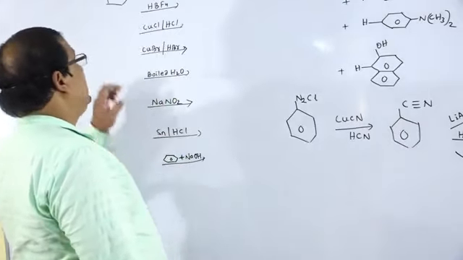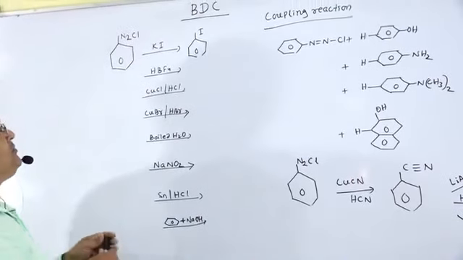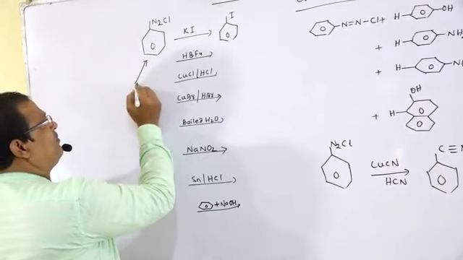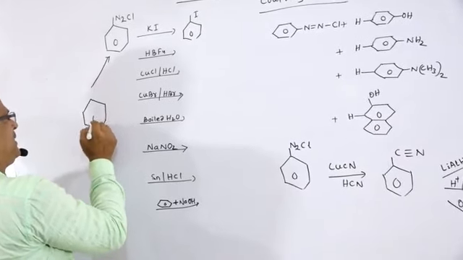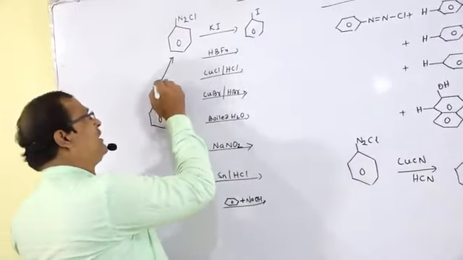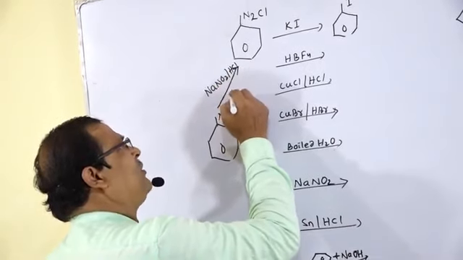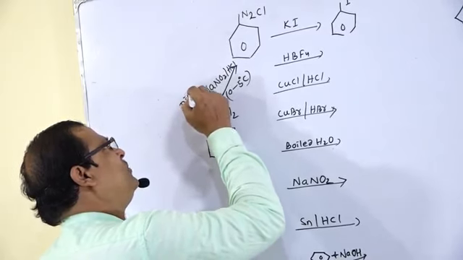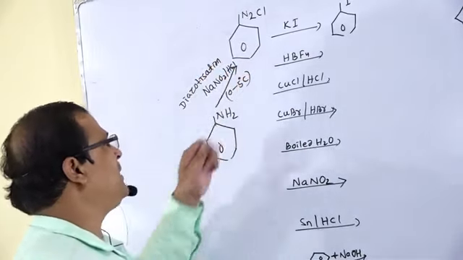This is the formula for BDC, benzene diazonium chloride. How is this compound produced? This compound is produced by taking aniline, benzene having NH2, aniline, with NaNO2 and HCl at about 0 to 5 degrees centigrade. That process is known as diazotization.